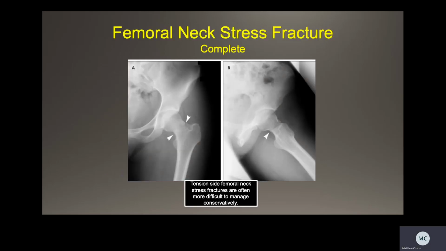So this is a pretty bad one. This is a stress fracture that has become a complete fracture. You can definitely see it on a radiograph. Remember that for a lot of these fractures, they're not going to be as definitive as this, and an MRI is going to be best.